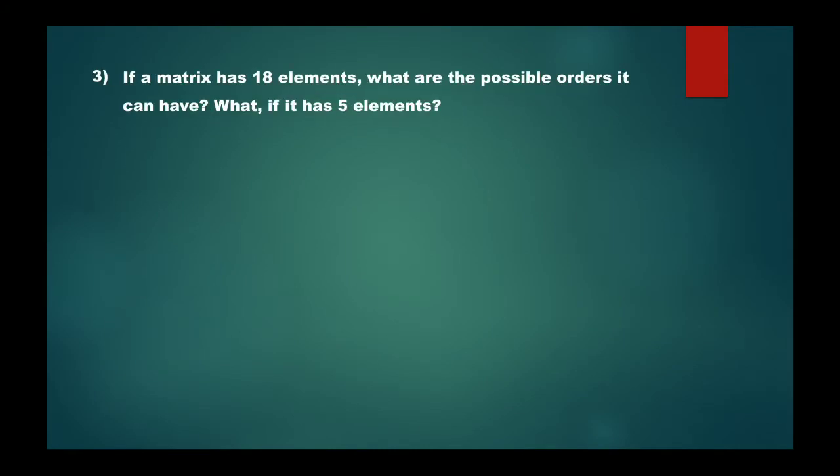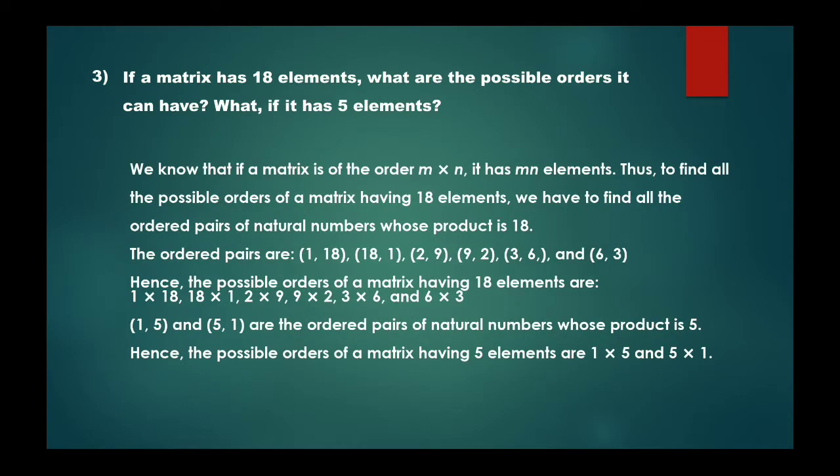Next, if a matrix has 18 elements, what are the possible orders it can have? What if it has 5 elements? Same as the previous question, find all the possible orders of a matrix having 18 elements. We have to find all the ordered pairs of natural numbers whose product is 18. The ordered pairs are 1, 18; 18, 1; 2, 9; 9, 2; 3, 6 and 6, 3. Hence, the possible orders of a matrix having 18 elements are 1 cross 18, 18 cross 1, 2 cross 9, 9 cross 2, 3 cross 6 and 6 cross 3.